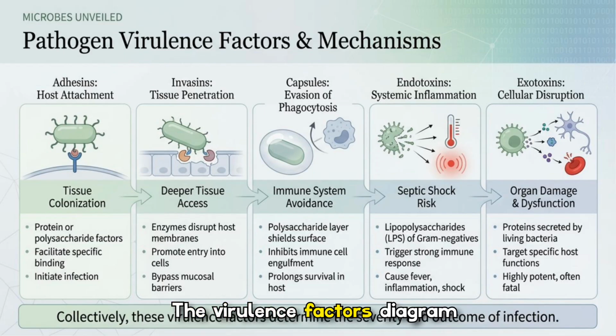The virulence factors diagram walks through how pathogens attach, invade, and evade the host, from adhesins that colonize tissue to invasins that penetrate deeper, capsules that block phagocytosis, endotoxins that trigger systemic inflammation, and exotoxins that disrupt cells. Collectively, these mechanisms determine infection severity and clinical outcome.